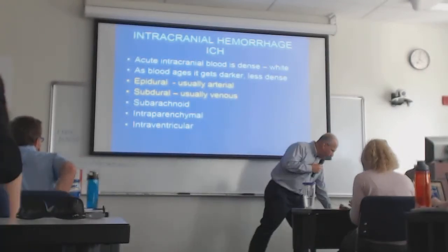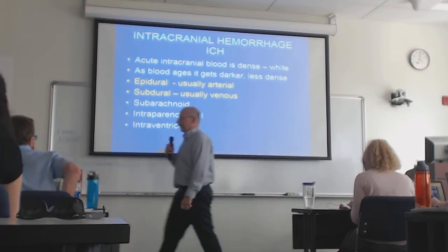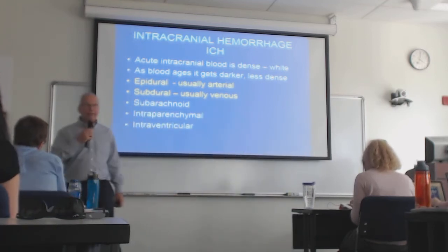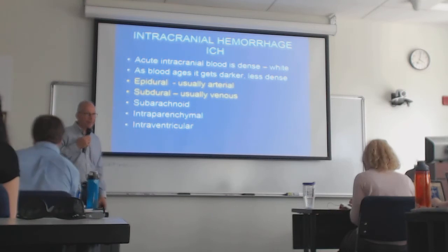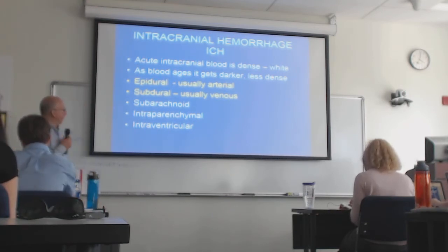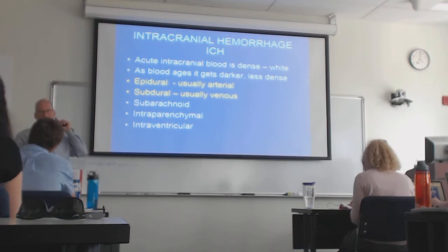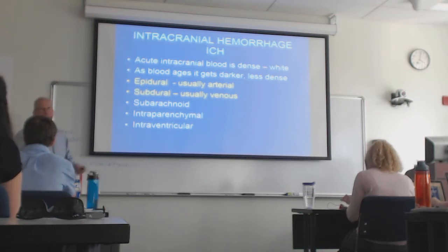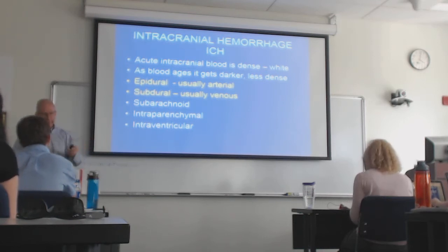The subarachnoid hemorrhage is hemorrhage that, yes, it can be associated with head trauma, but tends to be more associated with ruptured intracranial aneurysms. Intraparenchymal hemorrhage can be associated with head trauma, but tends to be more related to ruptured aneurysms that rupture into the brain parenchyma. And then the intraventricular hemorrhage also tends to be aneurysmal related hemorrhage that ruptures into the ventricle.